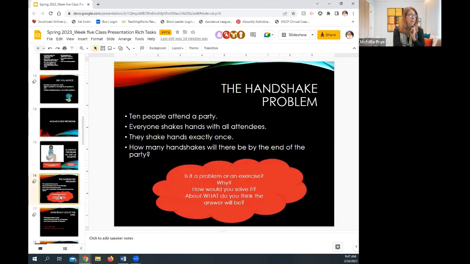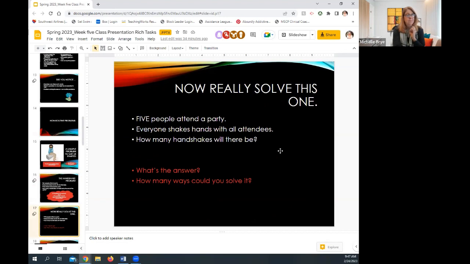So hopefully that helps to clarify a little bit. Now here's what we're going to do. I'm going to have you really solve one. So it's similar to the last one, but 5 people attend a party. Everyone shakes hands with all attendees. How many handshakes will there be? So there is one answer for this. So a lot of times when we look at tasks, there might be multiple answers, but there is one answer for this. But think about how many ways you could solve it.